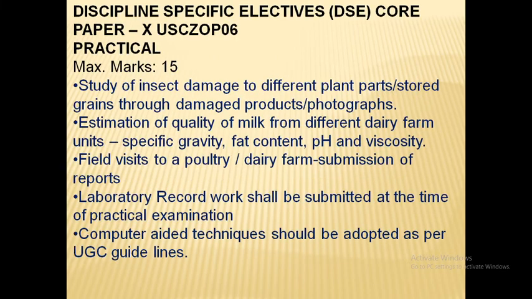After that the practicals are there, and within that practical you need to study the different kinds of insects of plants and stored grains, and you have to understand their life cycle and write it out in your practical record. The second one is the estimation of the quality of milk in different dairy farms. You need to go to the dairies in Brahmapuri, collect the milk, and identify the specific gravity, fat content, pH, and viscosity of those milk samples from the different dairies.